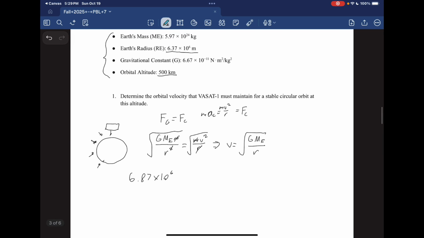We can plug this value and our value for the mass of the Earth here and our gravitational constant here into our equation for velocity, and we get that velocity is roughly equal to 7,613 meters per second. You don't need to do any unit conversions here because this is in meters down here, the mass of the Earth is in kilograms, and the gravitational constant is also in those SI units.